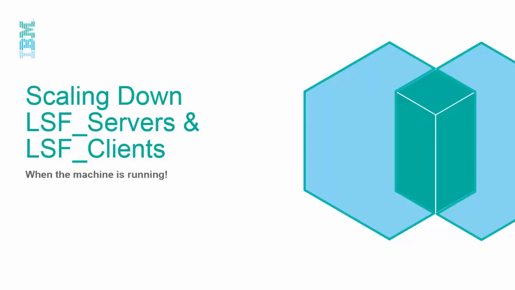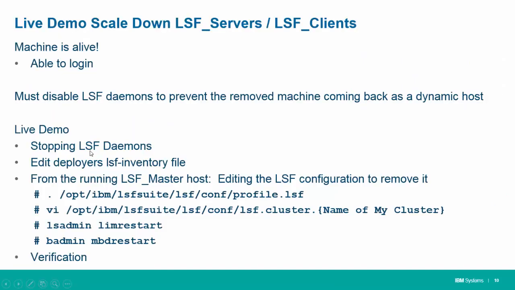Okay, let's look at that again. This time, though, we're going to start off with a machine that's actually running. So we'll do a few things on that machine first to make sure it doesn't come back. So I'm able to log into this machine, but I have to disable the LSF daemons on that to prevent that machine coming back again as perhaps a dynamic host. So if you've configured dynamic hosts in your LSF cluster, these are machines that will dynamically join the cluster. They only need to know the name of the LSF master host in order to join in.